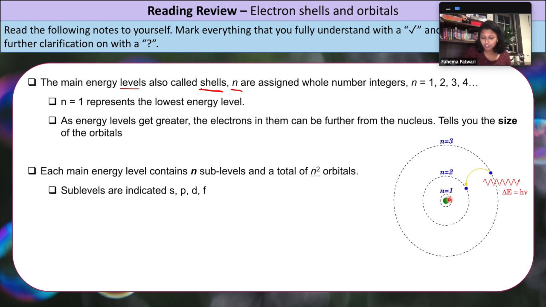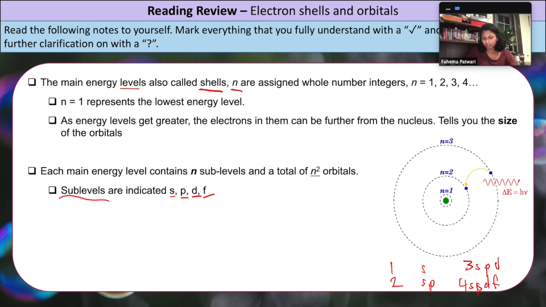Each energy level contains a certain number of sublevels and a certain number of orbitals. The sublevels are s, p, d, f. Energy level 1 has just one sublevel, s. Energy level 2 has s and p, that's two sublevels. Energy level 3 has s, p, and d, so energy level 3 has three sublevels. And 4 has s, p, d, f. So you get the gist. That's as far as you would need to know in terms of sublevels.